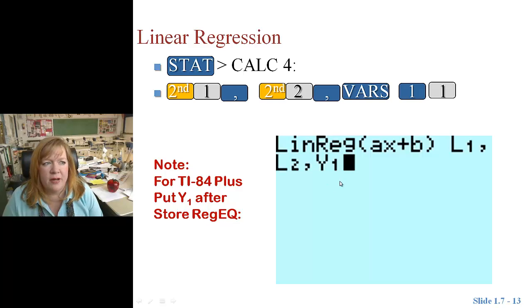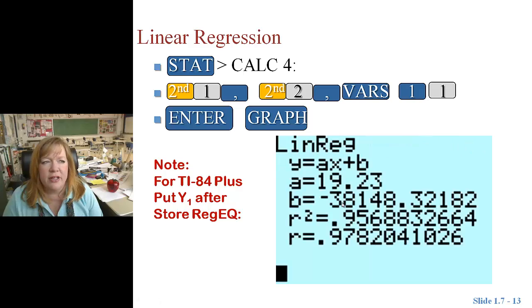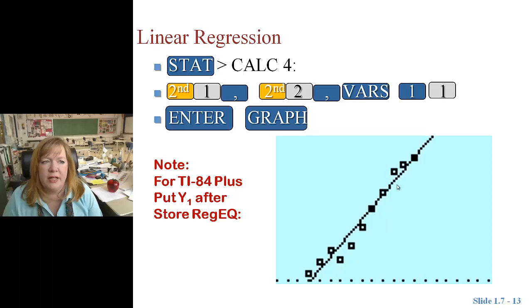But for our instances, all we're going to have to do now is hit enter, and then you can kind of look at the graph. But I like to hit enter, and I actually like to go to Y1 and make sure that that equation went into my Y1 for me. And that's why we put that comma Y1 in there, so that it would go right in. Now if we look at my graph, it looks pretty good. It hits 12 points. It looks like a pretty good model.